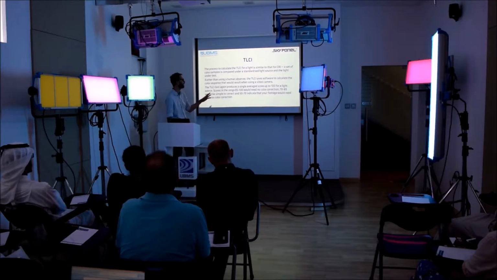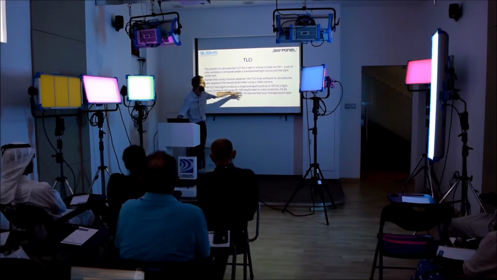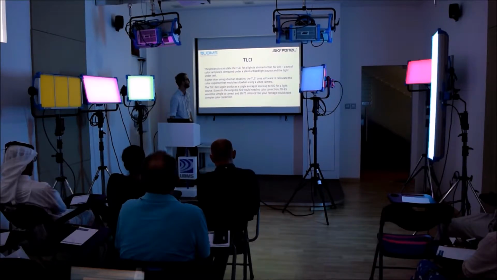Scores in the range of 85 to 100 would need not really any color correction. 70 to 85 would be pretty simple to correct, but 50 to 70 indicates your footage would need complex color correction in post. But pretty much any of the lights you're really looking at, not to mention the lights that we're talking about today, are going to fall between 70 to 100. A lot of them are in the low 90s.